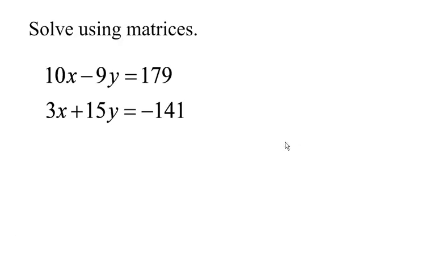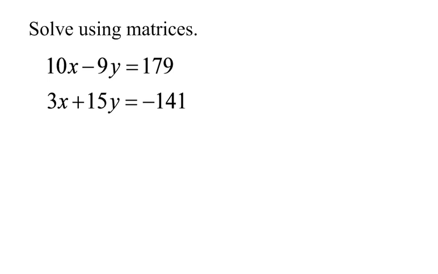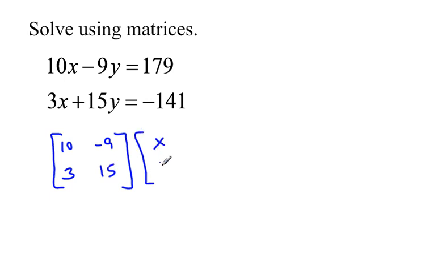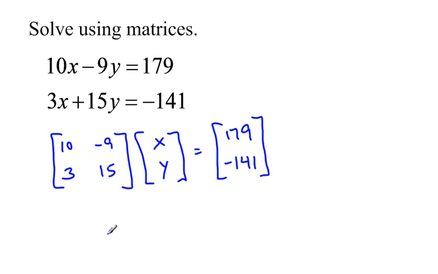All right, so let's solve this system using matrices. The first step is to rewrite it using matrices. So I first need a matrix in here, and those numbers are going to go in exactly like they look: 10, -9, 3, and 15. Then right here I'm going to have x and y, and that's going to equal 179 and -141. All right, so we've done the first bit.